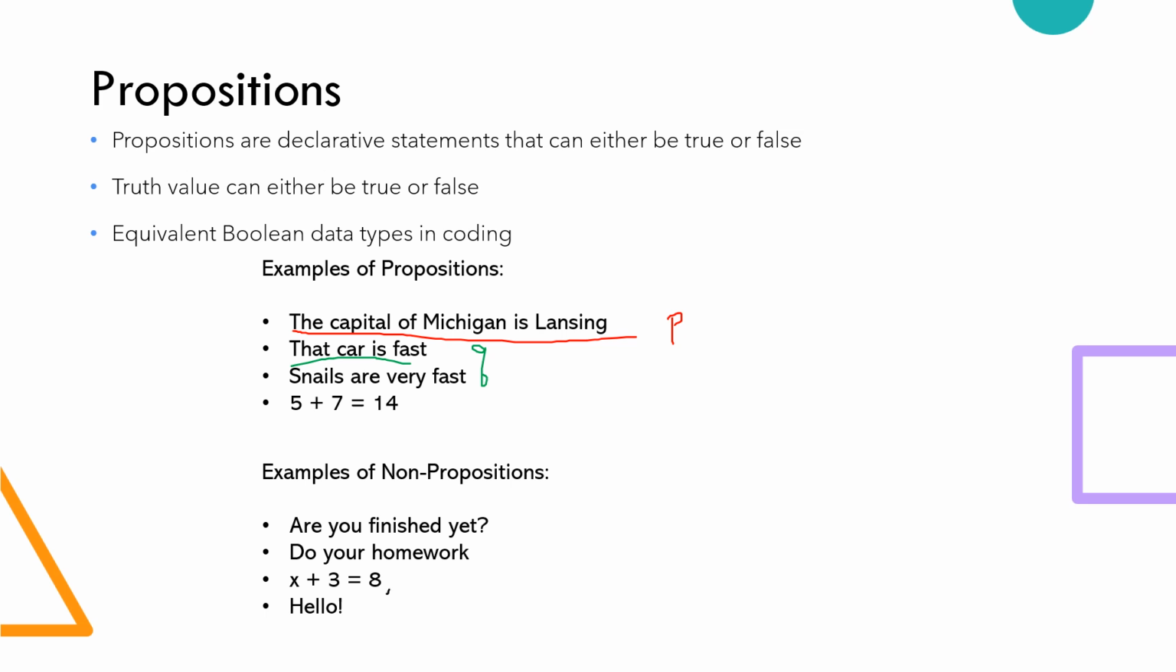If we append this with let x be 5 or whatever number, then the whole thing would be a proposition. But since we're only concerned about this portion, this statement alone is not a proposition. And last but not least, hello, that is just an exclamation. That is not a proposition.